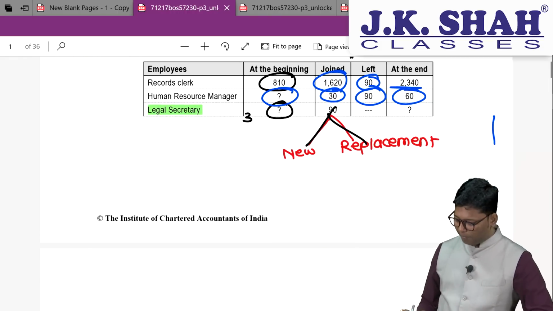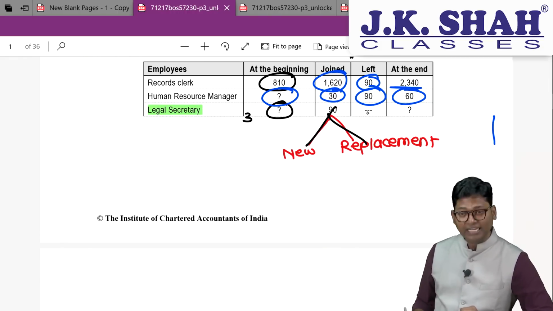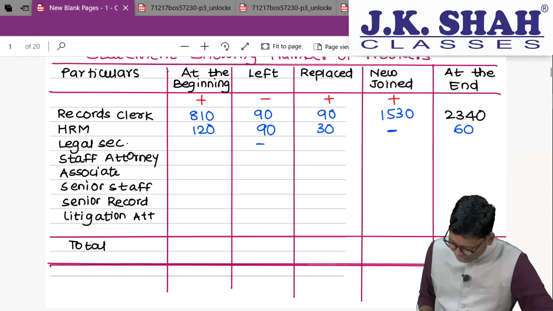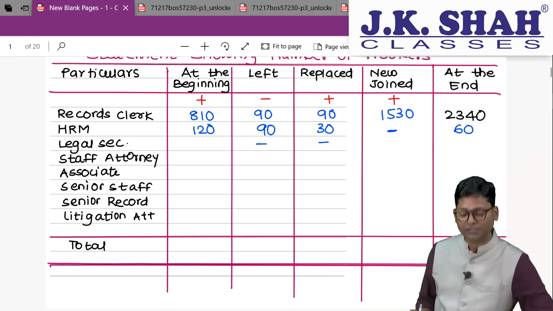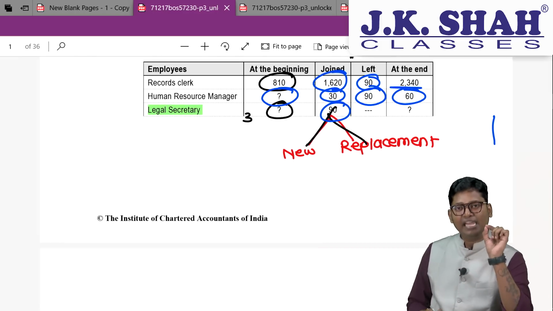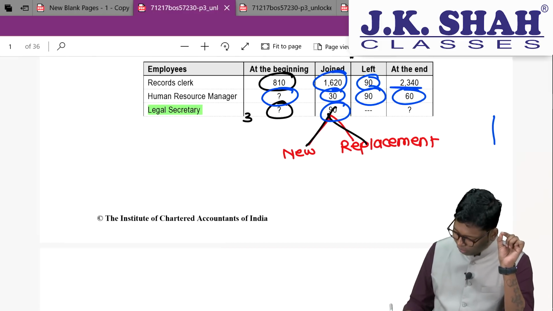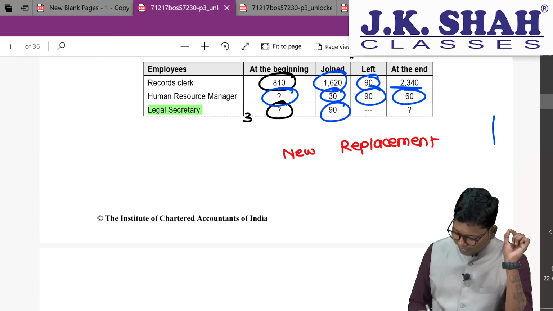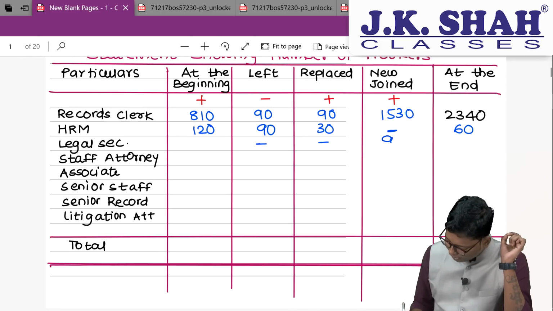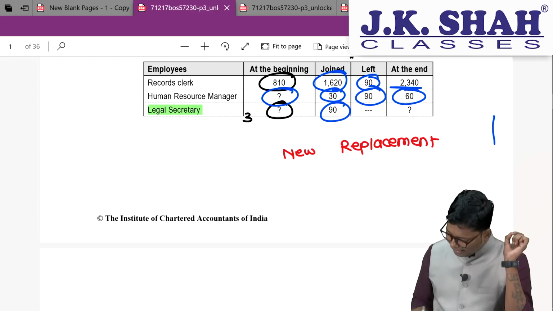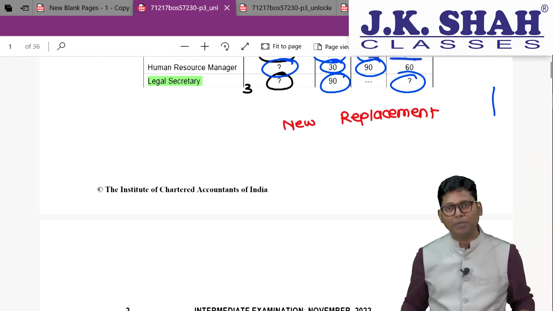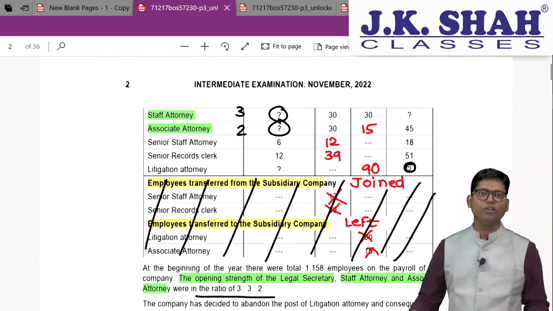If you check the third point, legal secretary, left is dash. Left is dash means nobody left your organization during the year. That means nobody replaced. If nobody has replaced, then the entire 90 employees who joined the organization will be treated as new joinees. So all 90 I'll be recording under new. Again, beginning and end, both values are not available with us, so I'm just keeping this information pending and moving to the next calculation.